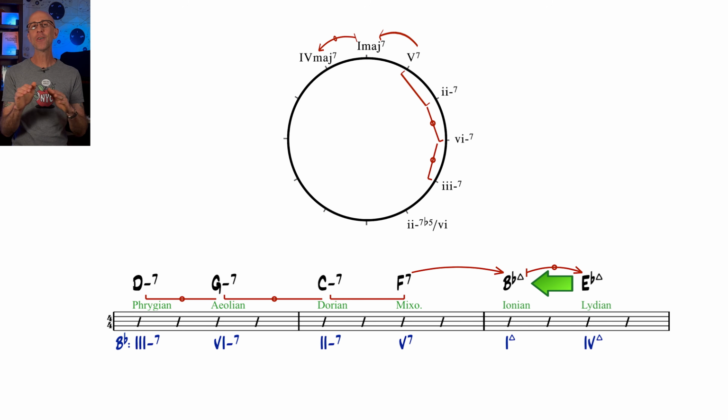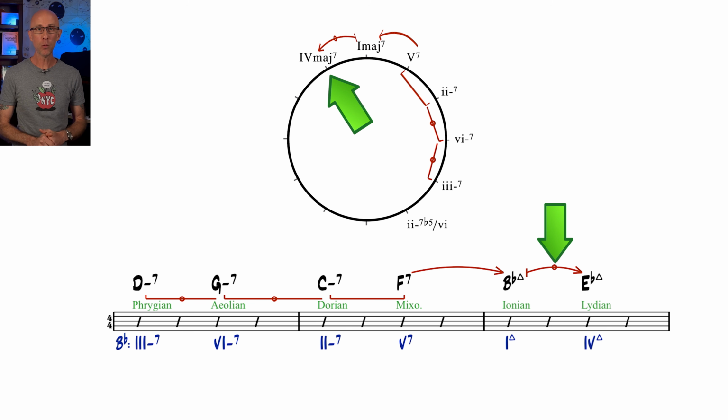There's an even stronger tonicization that occurs when we keep following the path around the circle of fifths. The next chord after the tonic is the 4 chord, and we indicate that with a circled arrow. This symbol represents a major 7 or a major 6 chord that resolves down a perfect fifth.